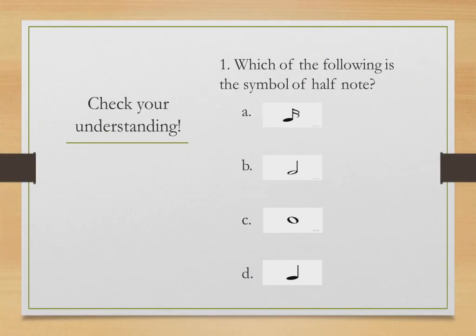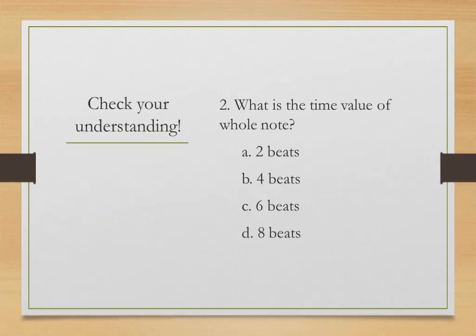Let's try to answer a few questions. Question number 1. Which of the following is the symbol of half note? Is it letter A, B, C, or D? The symbol of half note is letter B. Question number 2. What is the time value of whole note? A, 2 bits, B, 4 bits, C, 6 bits, or D, 8 bits? The time value of whole note is 4 bits, letter B.